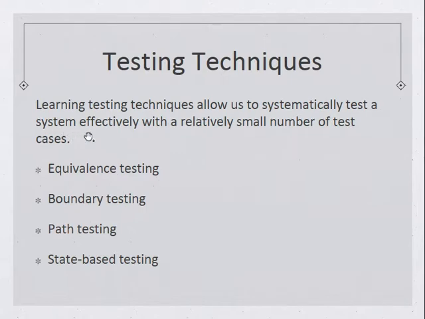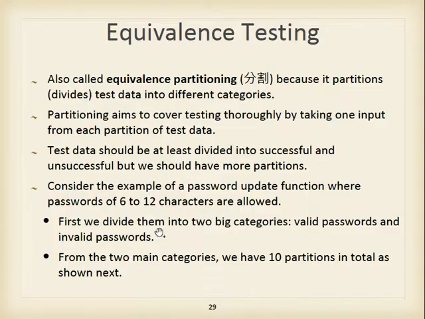So let's look at specific testing techniques. We would look at these four, and then one more at the end of the class. So let's begin with these four: equivalence testing, boundary testing, path testing, and state-based testing. Equivalence testing is also called equivalence partitioning. Partitioning means divide. You divide things up into different categories.